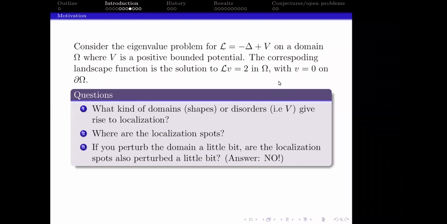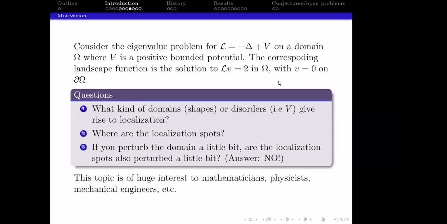Another question which is of great importance in applications: you start with a domain, and let's say localization happens for the eigenfunction. Suppose you just perturb the domain a little bit. Do you expect that the localization spots are also perturbed just a little? The answer is in general no. There are very many examples you can even watch on YouTube, especially with nonlinear problems, not the ones directly connected to this, but just to keep in mind that generally no, it won't be perturbed a little bit.